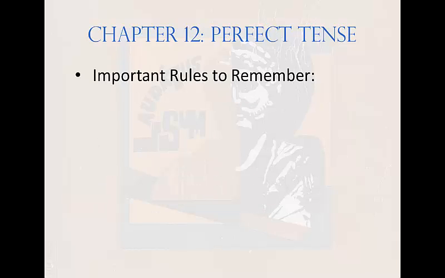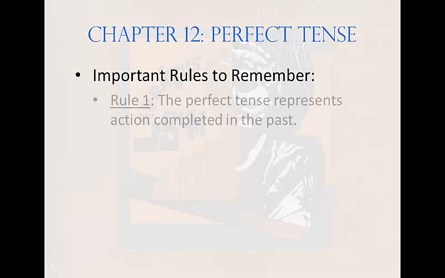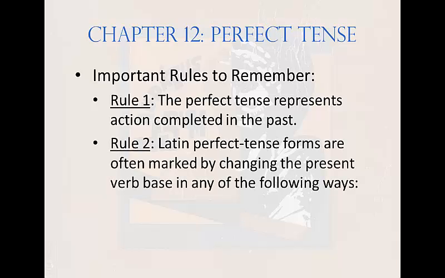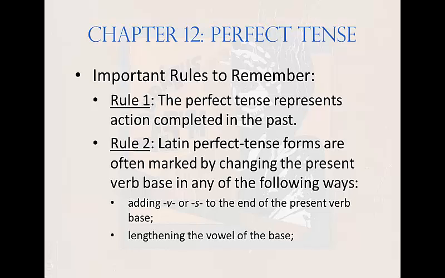There are three important rules to remember. Rule 1. The perfect tense represents action completed in the past. Rule 2. Latin perfect tense forms are often marked by changing the present verb base in any of the following ways: adding V or S to the end of the present verb base, lengthening the vowel of the base, and/or reduplicating the first consonant of the base.